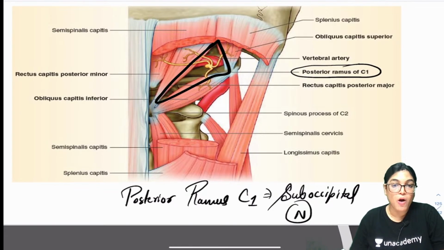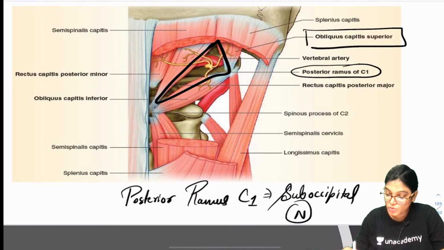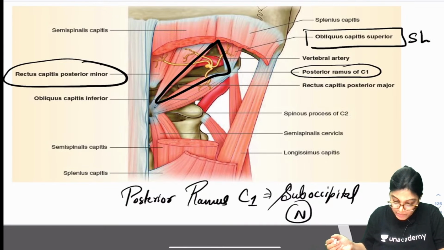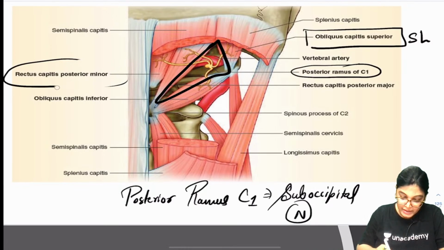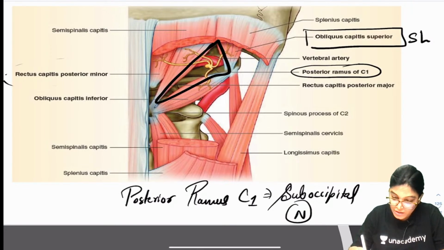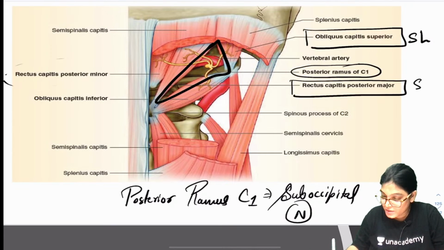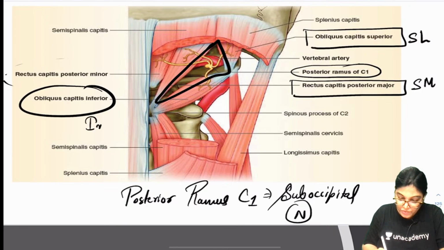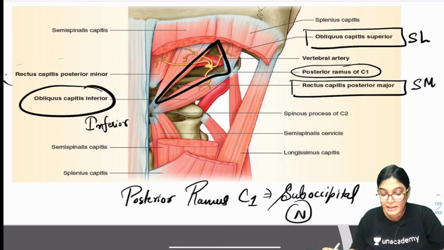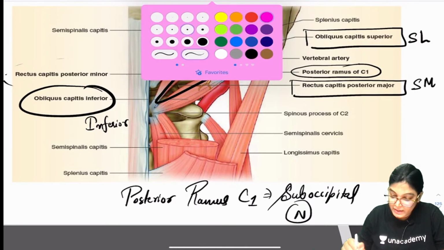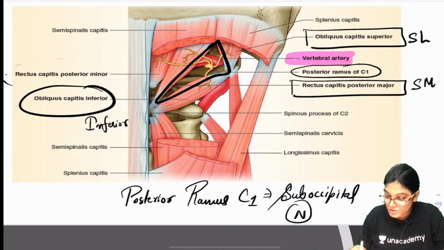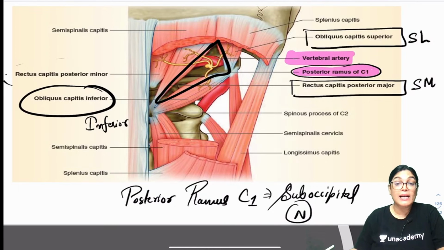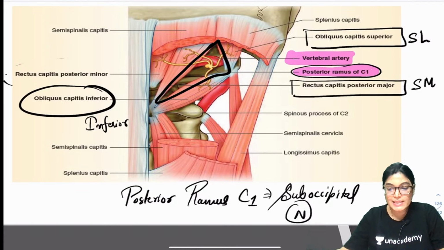This triangular space is the suboccipital triangle, bounded superolaterally by obliquus capitis superior and supromedially by rectus capitis posterior major, and inferiorly it is bounded by obliquus capitis inferior. So this is the inferior boundary of the suboccipital triangle, and the contents are the vertebral artery as shown, and also the posterior ramus of C1. So exactly it is in the suboccipital triangle, it is not exactly in the midline. So that is the reason it can't be the correct answer.